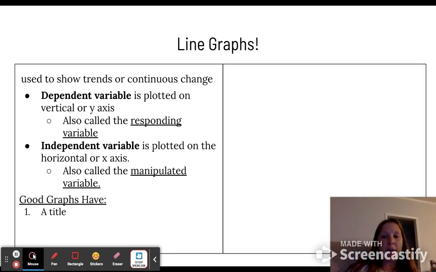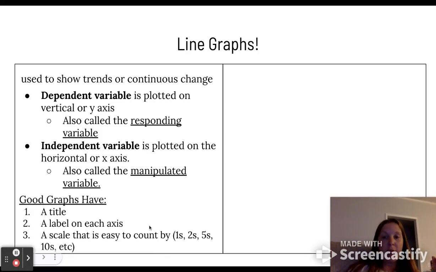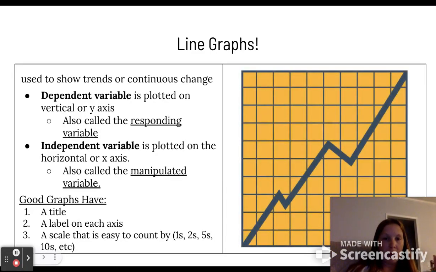So good graphs have the following categories that we're listing. So a title, a label on each axis, so we know what we're measuring, what we're analyzing. Scales that are easy to count by, so 1s, 2s, 5s, 10s. Don't pick like 7s, something random like that.